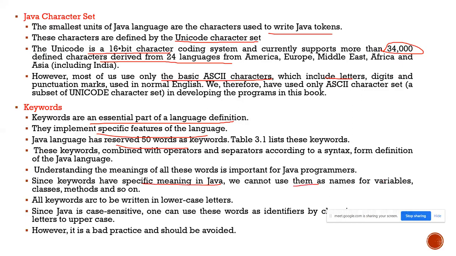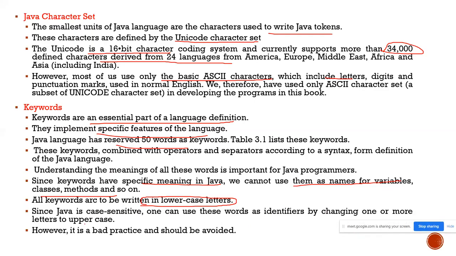We cannot use them as names for variables, classes, methods, and so on. We cannot define it as a variable name, class name, method name, and so on. But all keywords should be written in lowercase letters. Java is case sensitive, so one can use the words as identifiers by changing one or more letters to uppercase. However, it is bad practice and should be avoided. We should always use the Java keywords in lowercase.